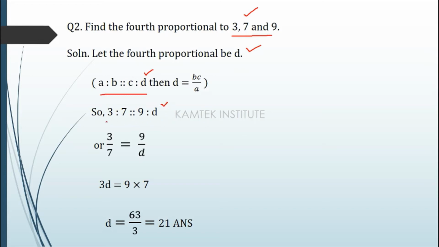Now putting this ratio into fraction, we have 3 upon 7 is equal to 9 upon D. And now we cross multiply. So D goes to the left hand side. We get 3D is equal to 9 into 7. And D is 9 into 7, that is 63, divided by 3. And that is 21. So the fourth proportional to 3, 7 and 9 is 21. Hope it is clear to you all.